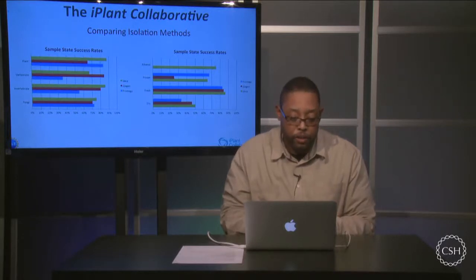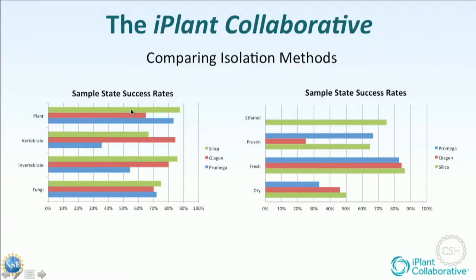If you take a look here, the green bar represents silica, the red is QIAGEN, and the Promega in this graph is blue. As we go through here, the silica, in green, is showing a very high percentage success rate in comparison to its commercial counterparts. Except in vertebrates, where it's slightly lower than the QIAGEN kit, the silica isolation is just as efficient or better than the commercial kits. So we were pleased to see that from plants to vertebrates to fungi we were getting a high success rate of DNA isolation and subsequent PCR amplification after the silica DNA isolation.